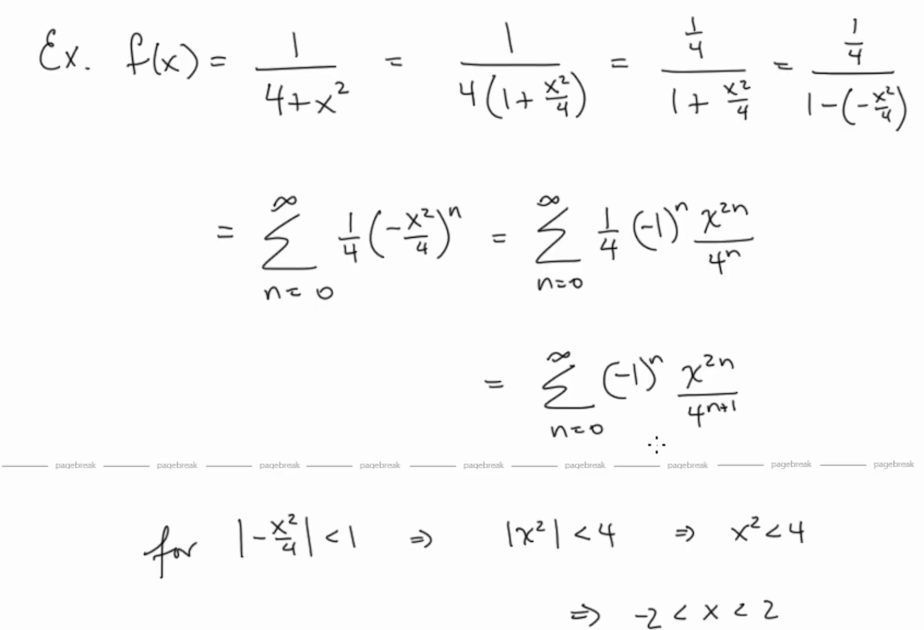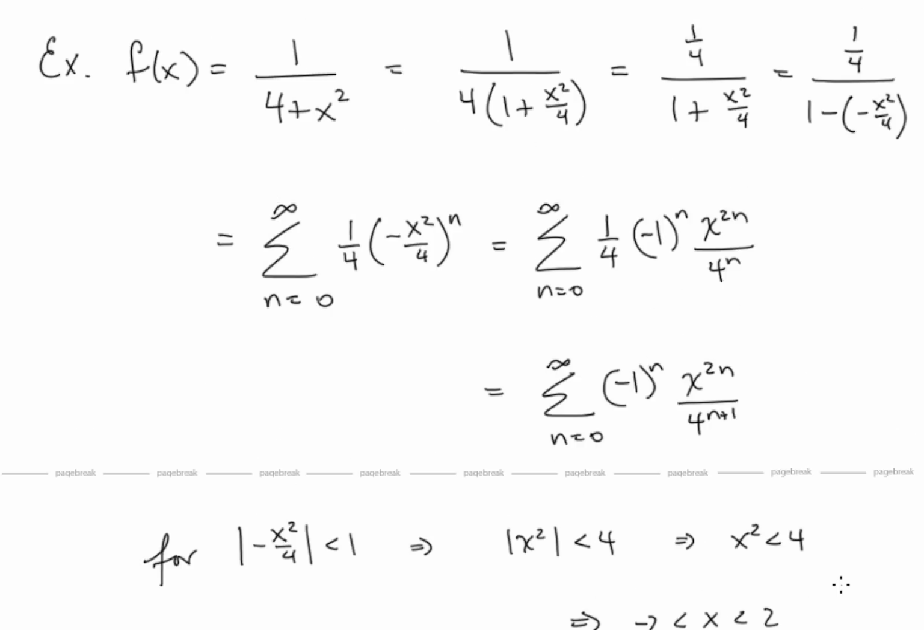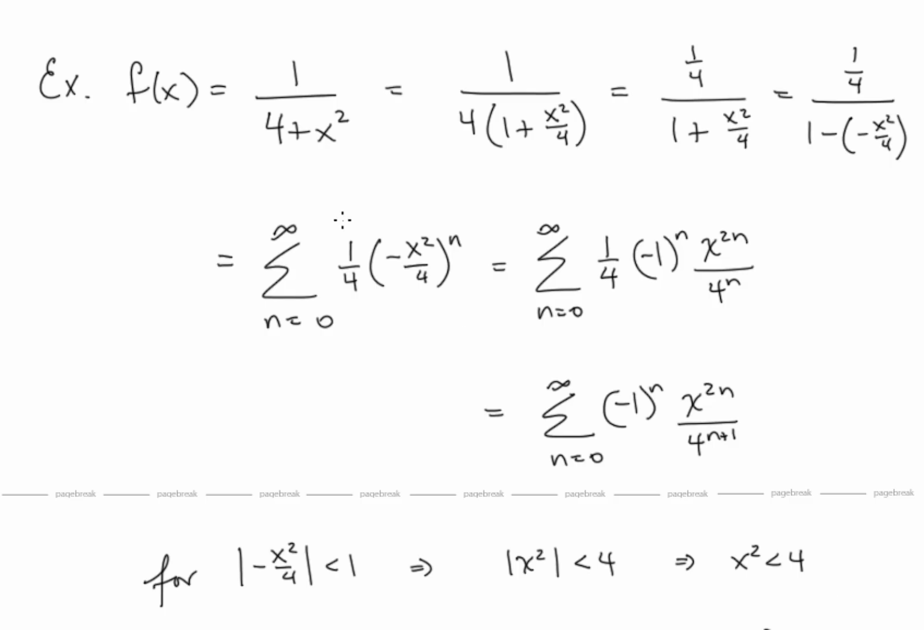And this converges for absolute value of r less than 1. And simplifying here, that negative doesn't have an effect because we're inside absolute value. We can multiply both sides by 4, and we have absolute value of x squared less than 4. And that gives us x squared less than 4, x between negative 2 and 2, or absolute value of x less than 2. This is our interval of convergence here. So we can say that for these x values, the function 1 over 4 plus x squared can be represented by this power series.